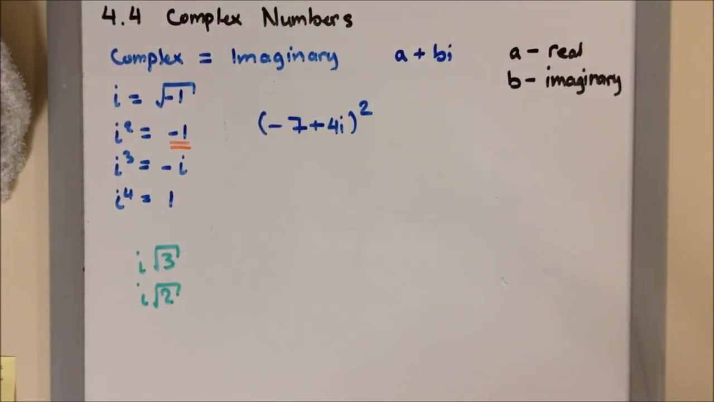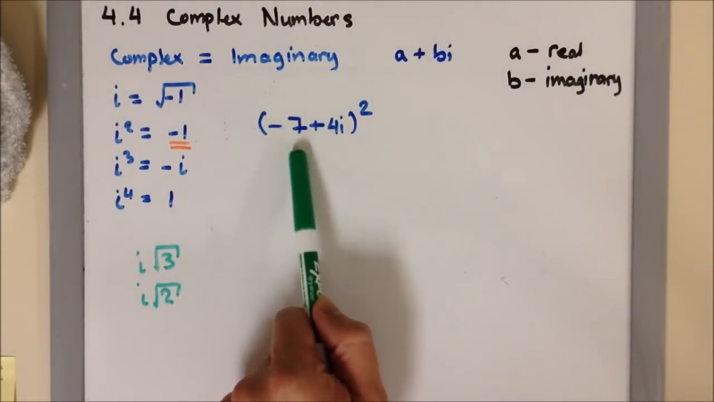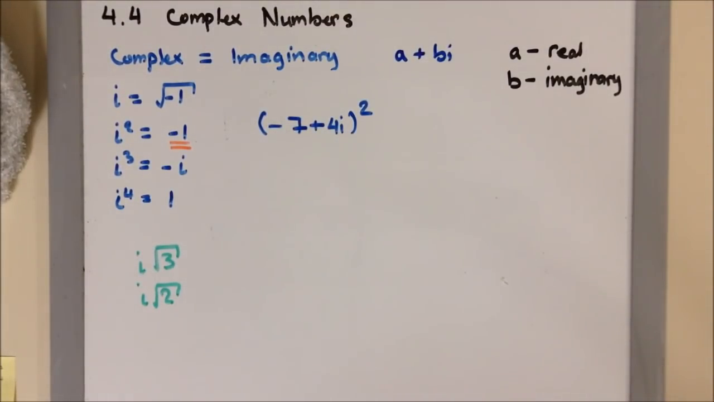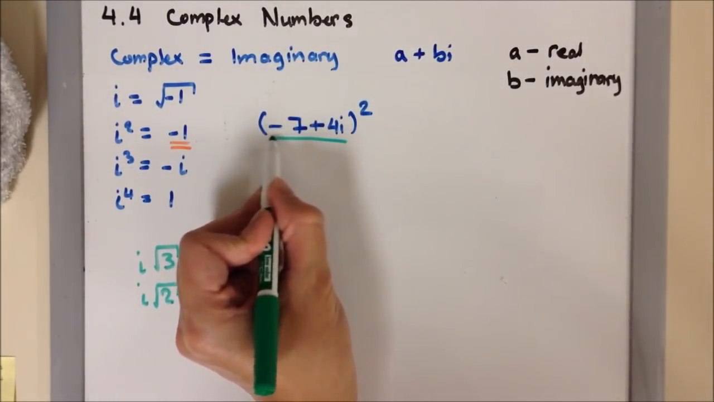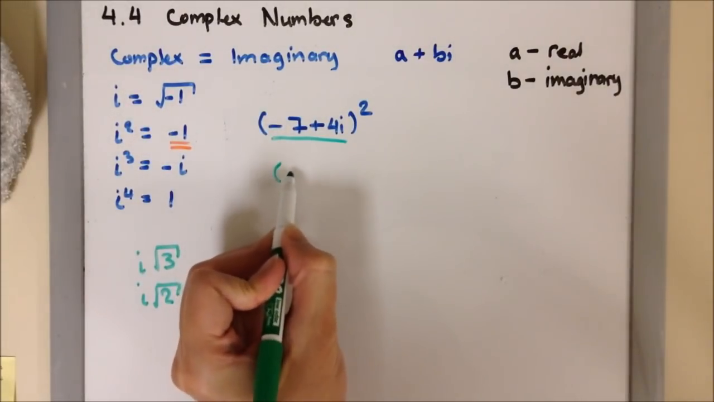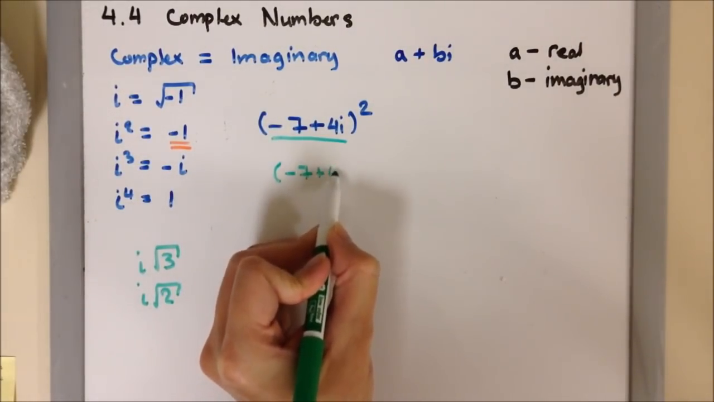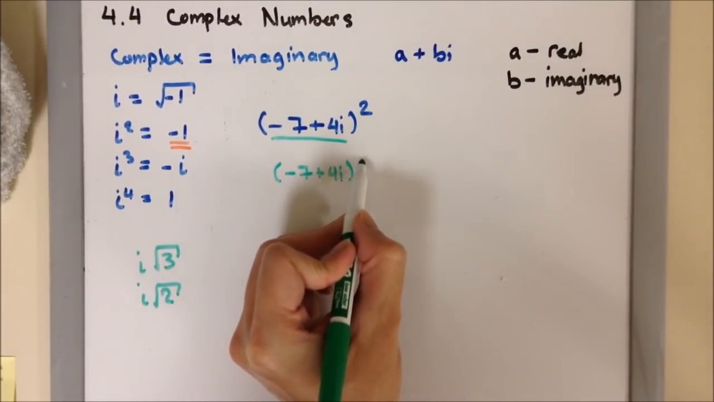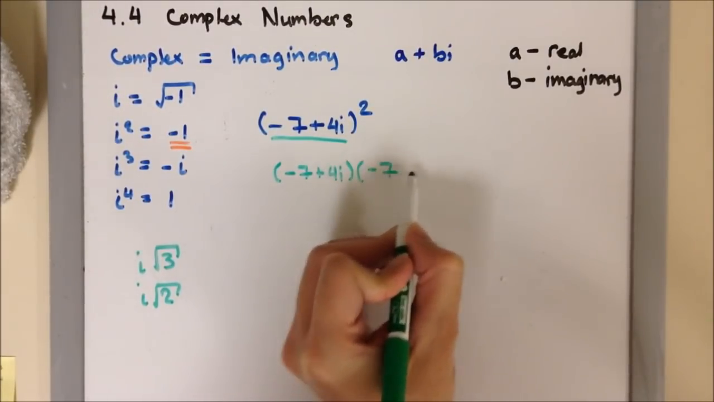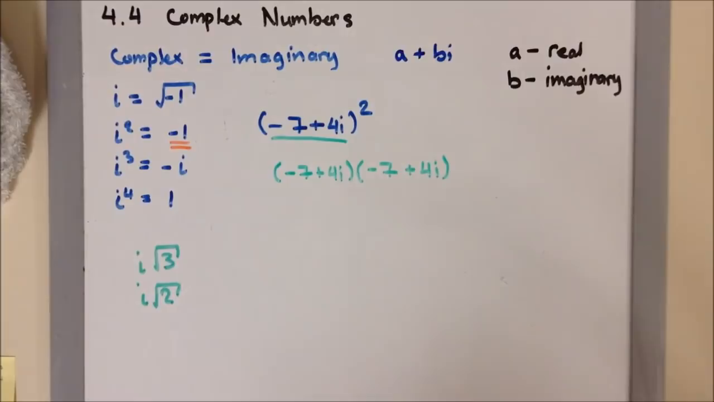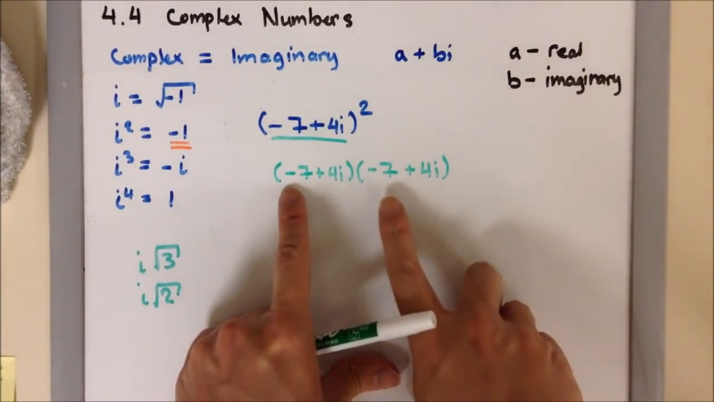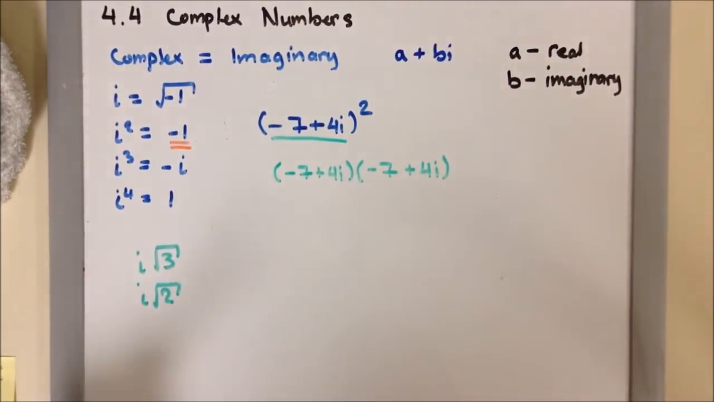In this example, we have the square of negative 7 plus 4i. When you have an example that looks like this, what you're going to do first is work with the square. So the square means that I'm going to write this twice. So, parenthesis, negative 7 plus 4i, close parenthesis, and then another parenthesis, negative 7 plus 4i, close parenthesis. So again, you see how I wrote negative 7 plus 4i twice because of that square.